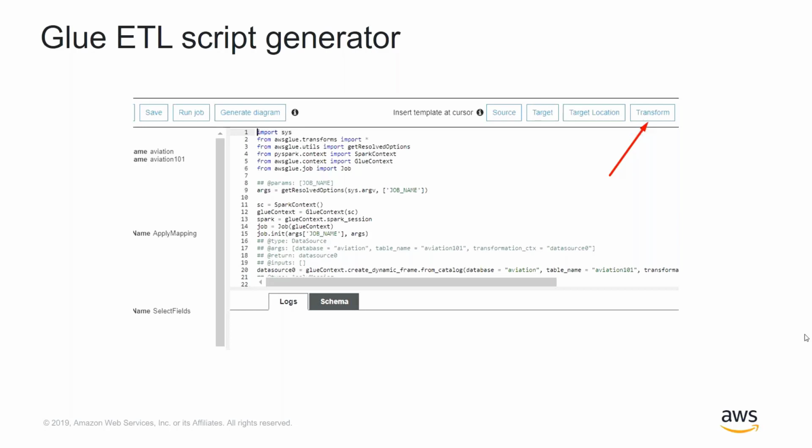And then definitely take a look at the transform button, because there are some very cool transformations that you can make use of. But ultimately, what this gives you is a script, which you can then apply a job specification to and you can run that in Glue.